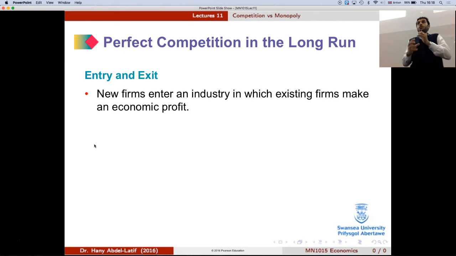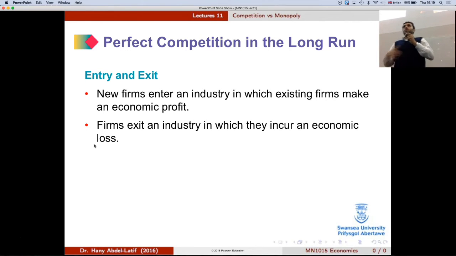New firms enter an industry in which existing firms make economic profit. As long as they make economic profit, this will attract more firms to enter this industry. Why can't they do that? There are no barriers and no restrictions to enter this industry. Okay, we agreed on that. That's one of the features of the perfectly competitive market. If firms are enjoying economic profit, this will attract other firms to enter, and we'll see how this affects the price. If firms make a loss, they will exit the market in the long run, and again, this will affect the price.